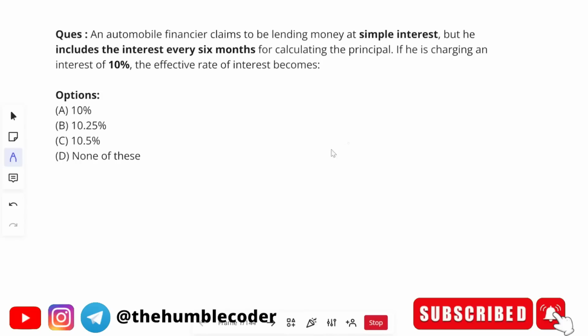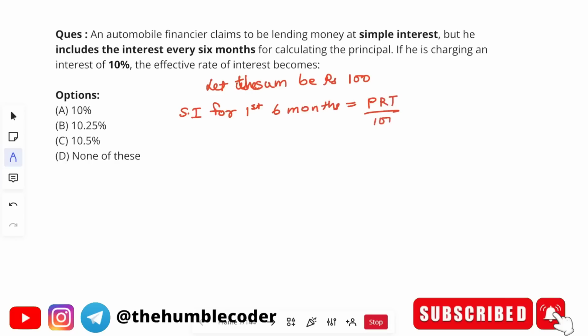See, how we can solve this question is, first of all, let us consider that the sum or the principal amount is 100, because in this one we have to assume a few values. Let the sum be rupees 100. Then we will try to calculate simple interest for the first 6 months. We have the formula for simple interest as PRT by 100. Let's substitute the values.